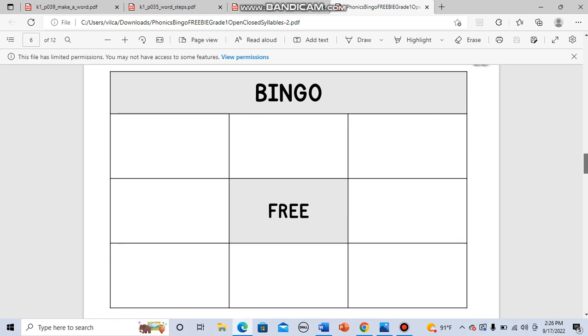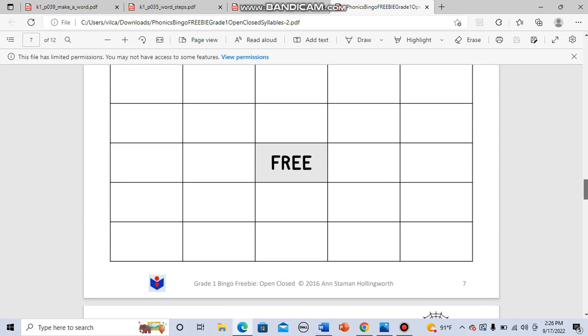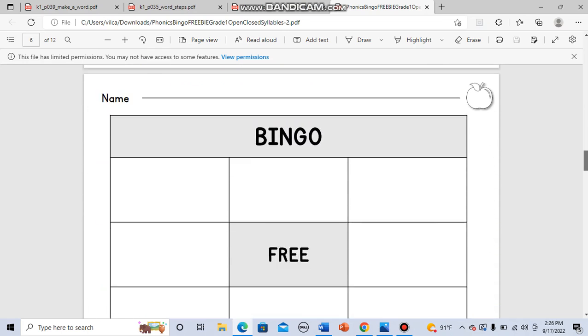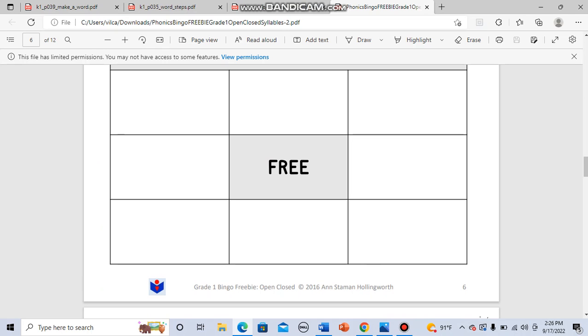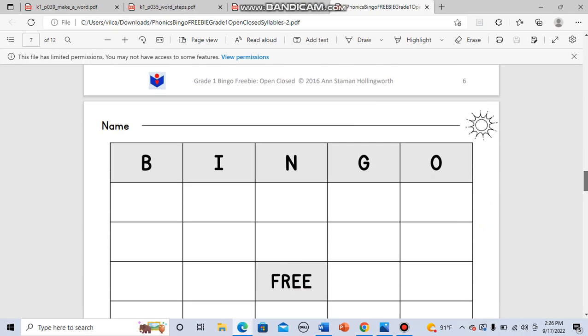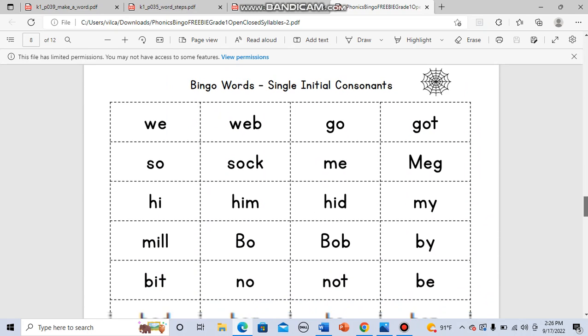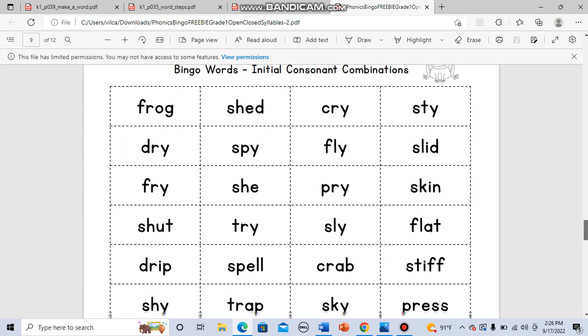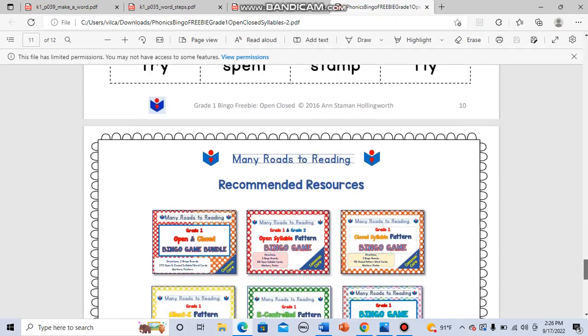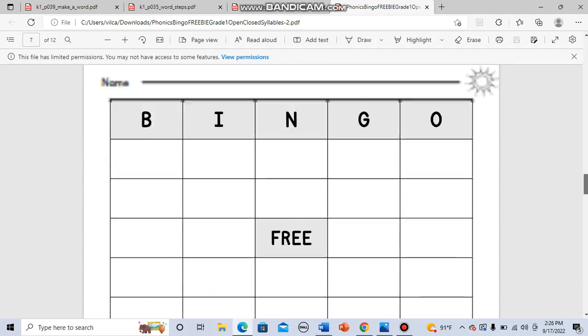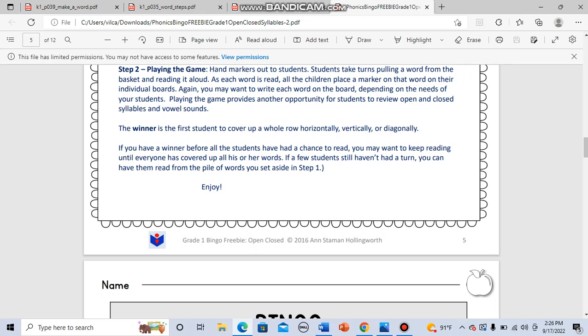So this is an example of a bingo card. You can either do 8 spaces with the free space, or you can have more options. And then here's some words that you could use for the bingo, or you can make your own list. It's up to you. And we all know how to play bingo.